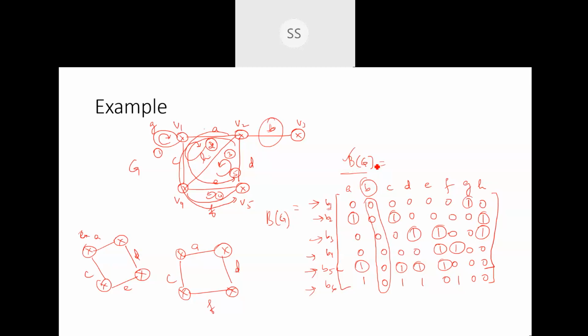The circuit matrix B of G, if it is given to us, we won't be able to draw the whole graph because of such edges, which are called pendant edges. I won't be able to know what the endpoints of B are, because that information is not there in my matrix.